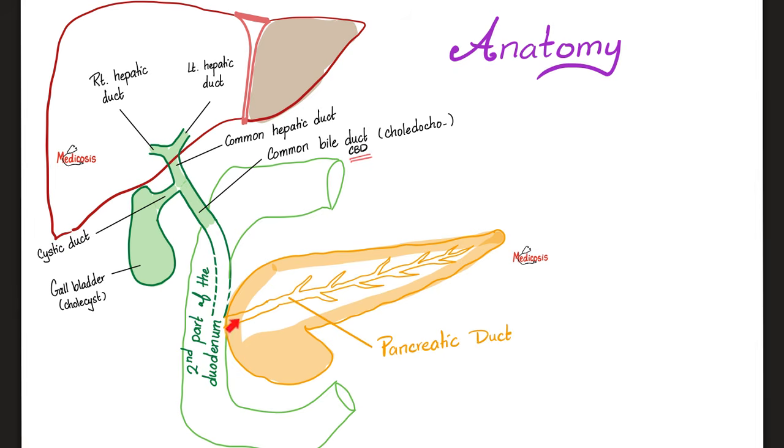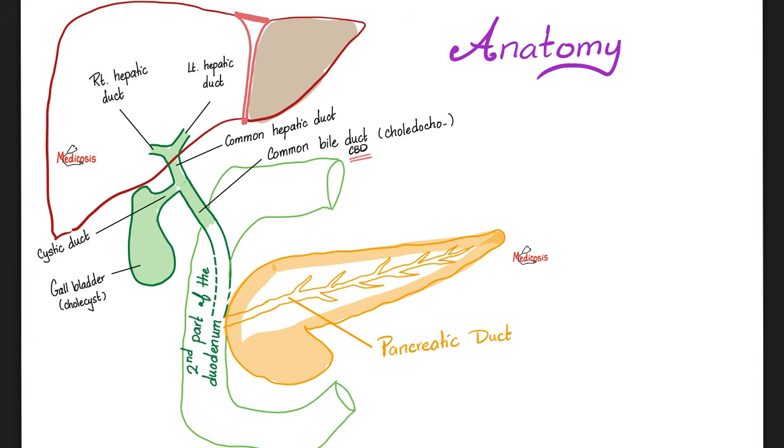And then it joins the pancreatic duct. Together they will open into the duodenum. Be specific. They will open into the second part of the duodenum. Be more specific. They will open into the posteromedial aspect of the second part of the duodenum. In this area, there is a sphincter known as the sphincter of Oddi.